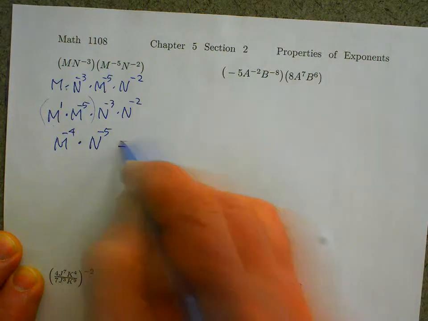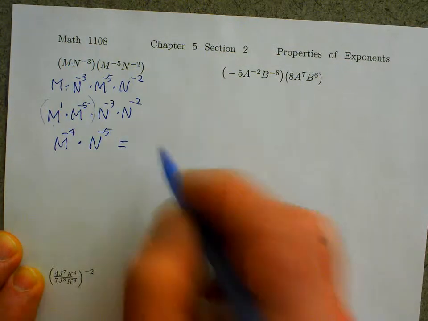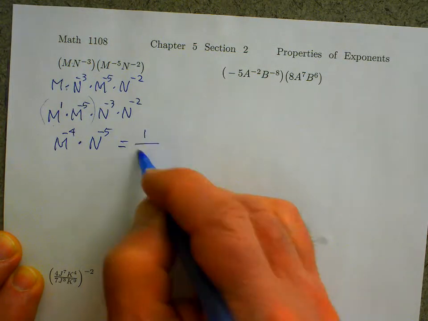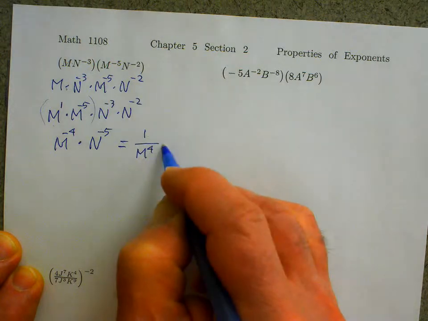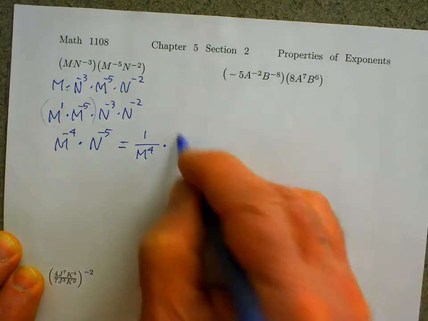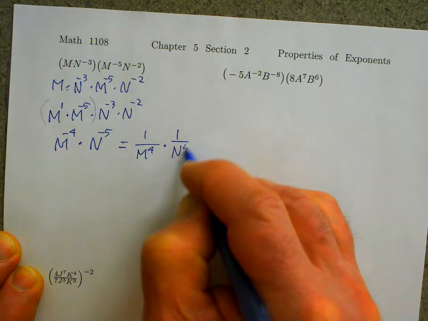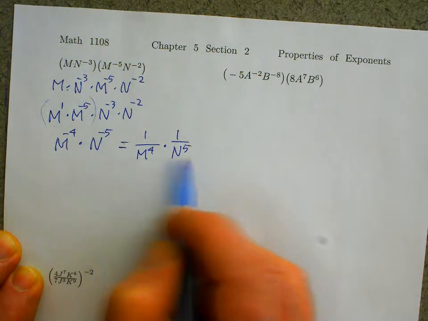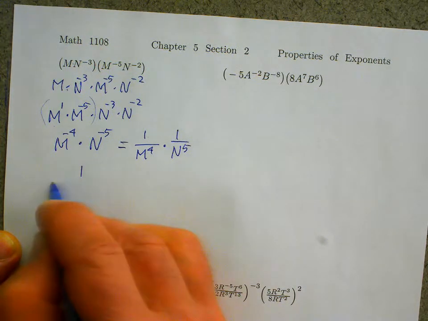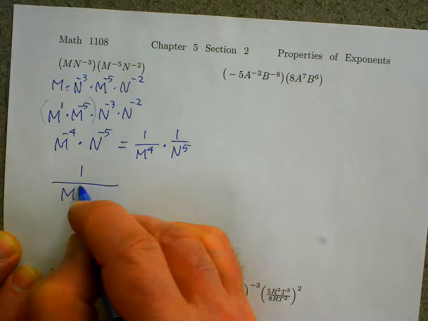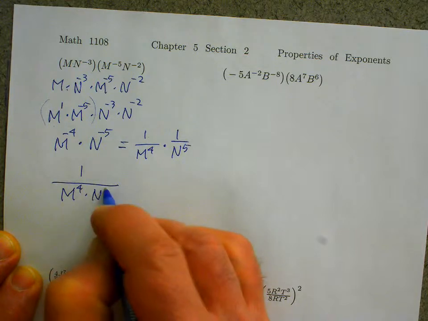And now we're just one step away. M to the negative 4 is 1 over m to the positive 4. N to the negative 5 is 1 over n to the positive 5. And then when we multiply those, we can write it as 1 over m to the 4th times n to the 5th.